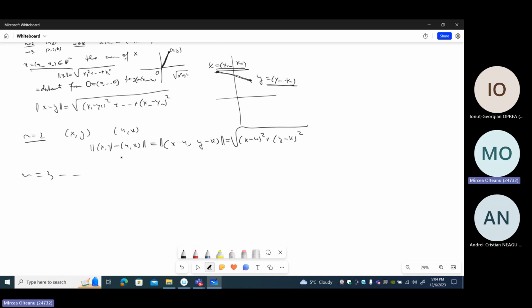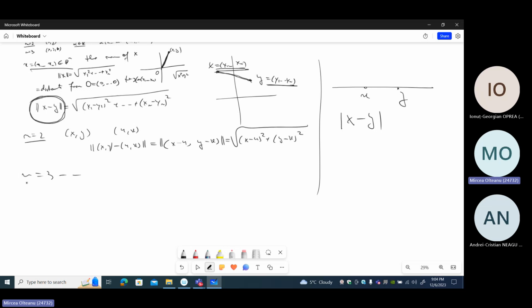Now, the use of this distance is the same as the use of the distance between real numbers. Remember, if we have 2 real numbers, then the distance between them is the modulus of x minus y. So the norm is something similar to the modulus, and if we have this, we have the possibility to evaluate the distance between points in R^n.